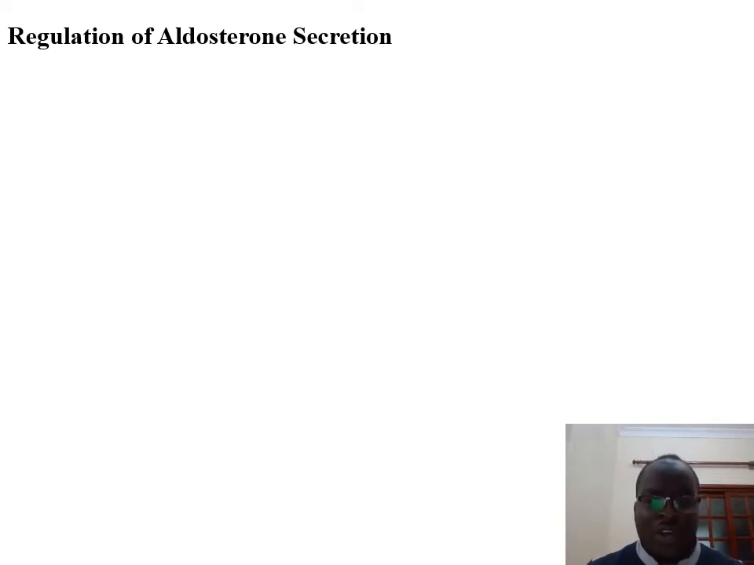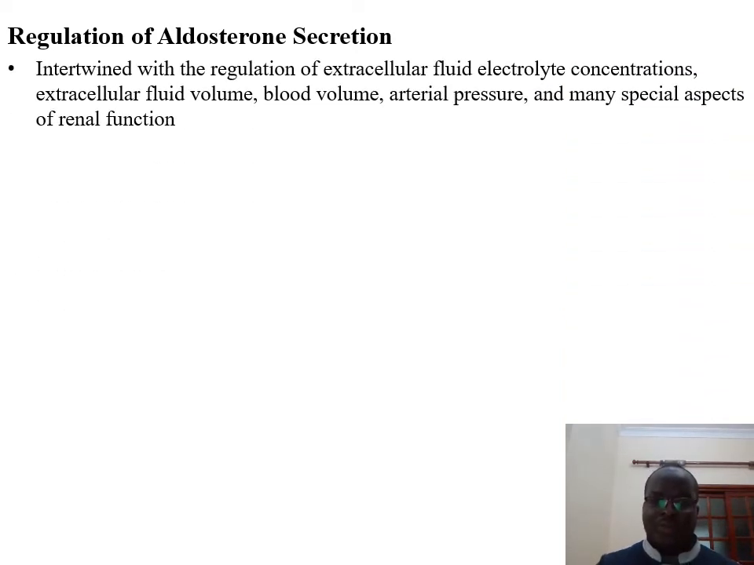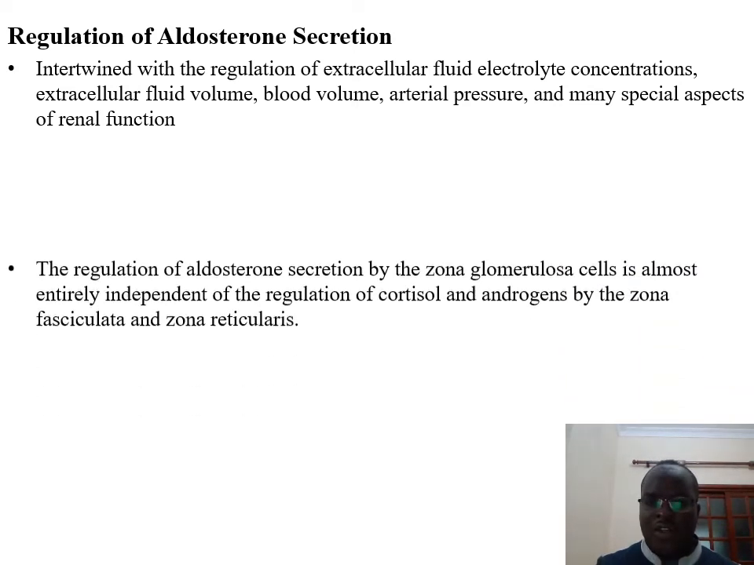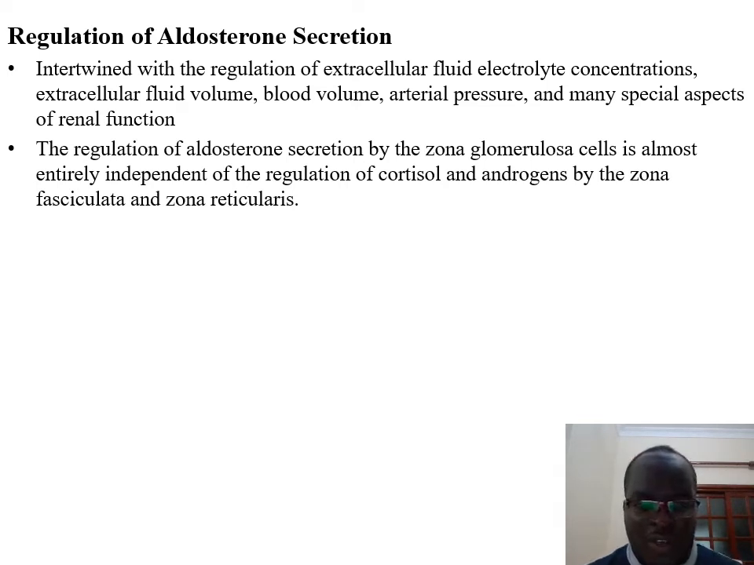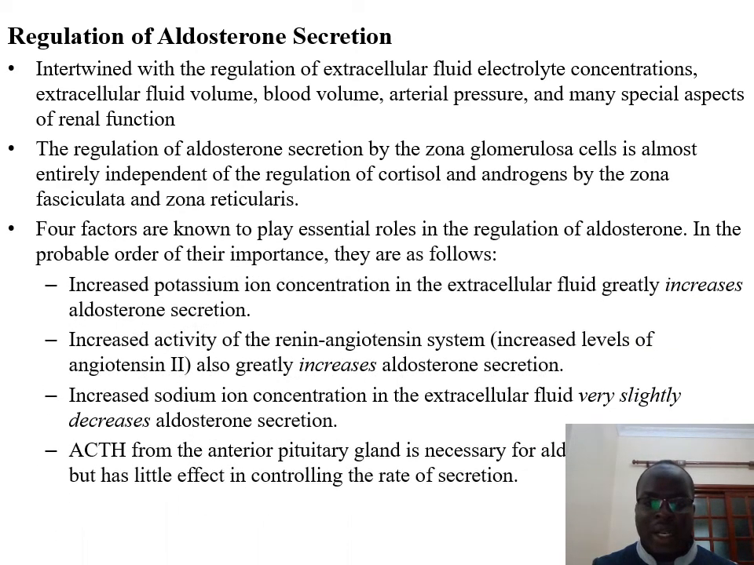What is involved in the regulation of aldosterone secretion? The regulation of aldosterone secretion is intertwined with the regulation of extracellular fluid electrolyte concentrations, extracellular fluid volume, blood volume, arterial pressure, and many special aspects of renal function. All this will have an effect on the secretion of aldosterone. The regulation of aldosterone secretion by the zona glomerulosa cells is almost entirely independent of the regulation of cortisol and androgens by the zona fasciculata and zona reticularis, a point which I have already pointed out.